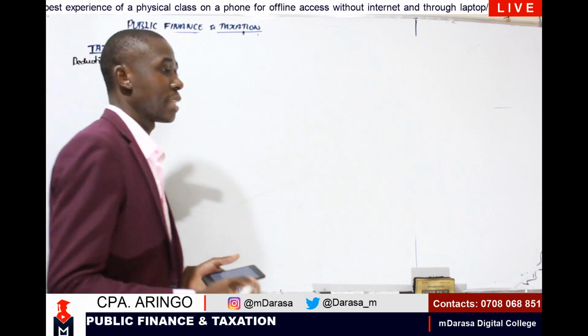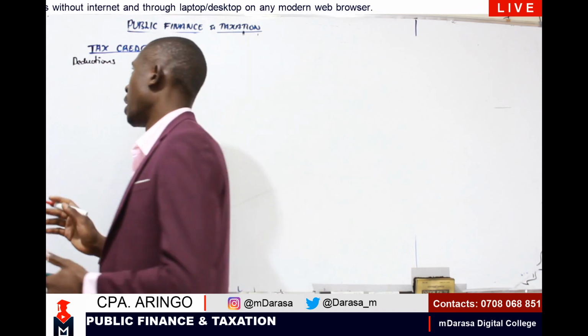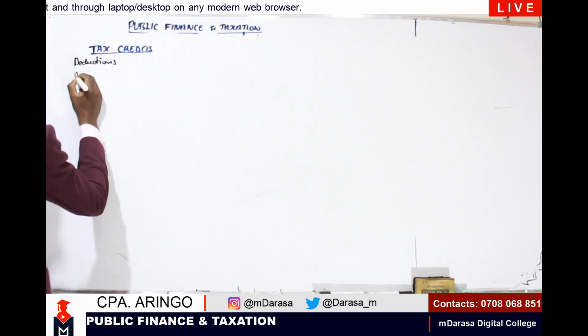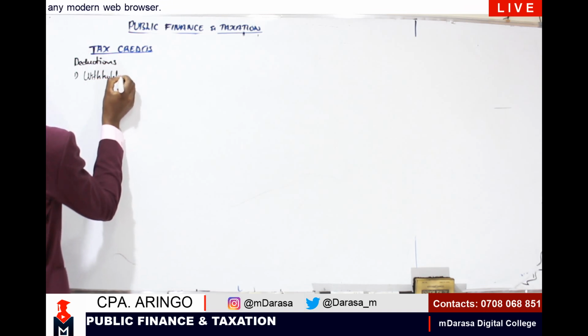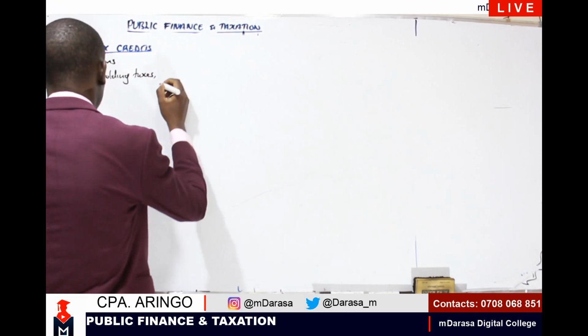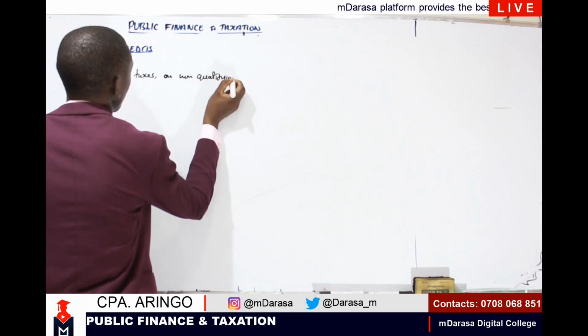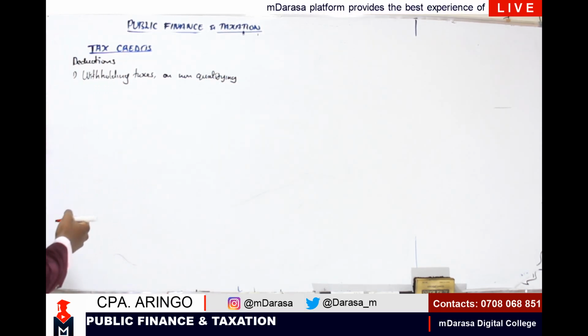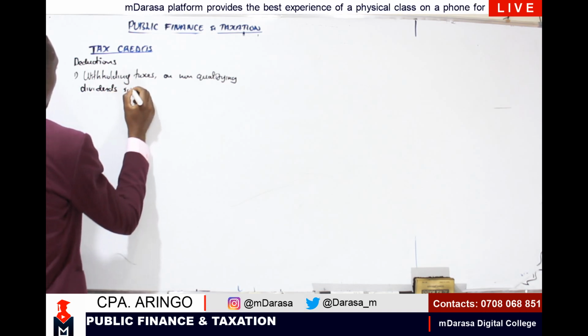If my gross tax liability was, say, 100,000, any item that will tend to reduce this gross tax liability is what you are terming as a tax credit. Number one, the tax credit that we normally talk about, which is very common, is withholding taxes. These are withholding taxes on non-qualifying dividends and interest income.